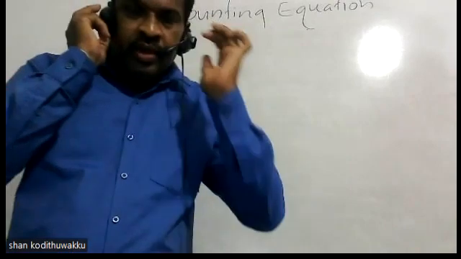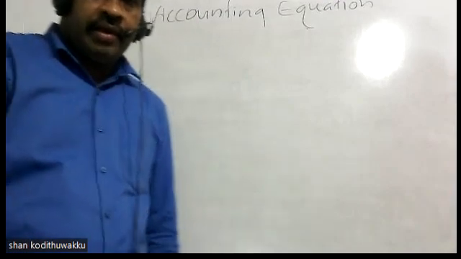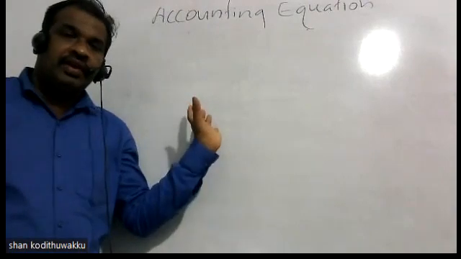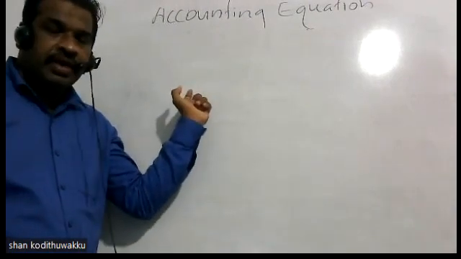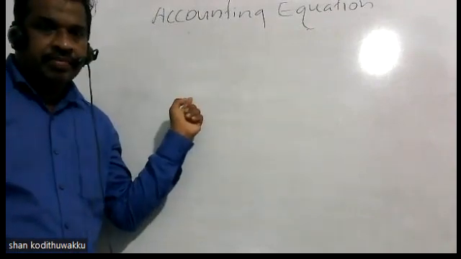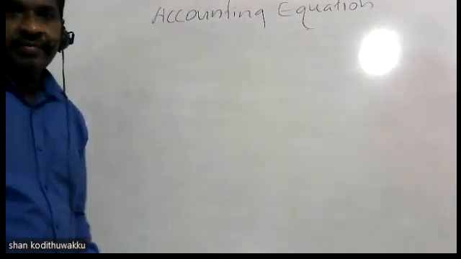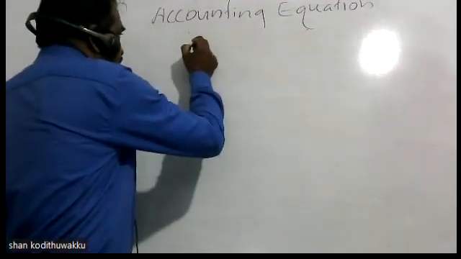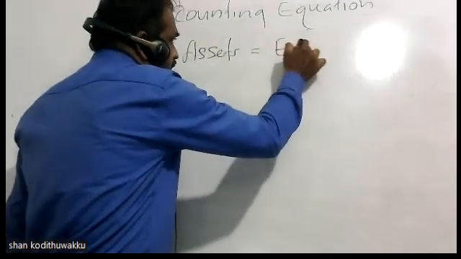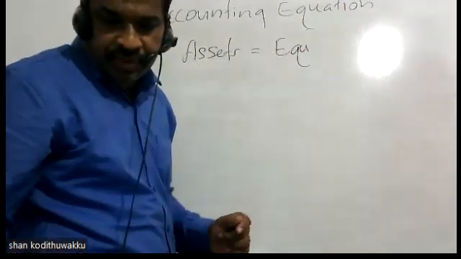Accounting equation. In this video, I am going to discuss with you regarding the accounting equation. What is the accounting equation? The accounting equation gives you the relationship between assets and liabilities. If the owner of the business has introduced total assets to the business, then assets of the business equal equity. Assets equal equity.